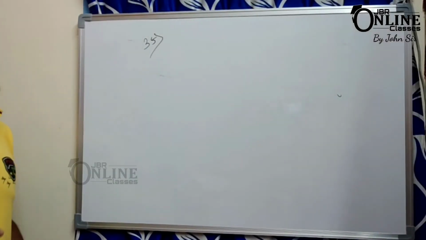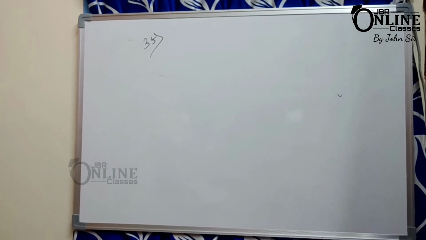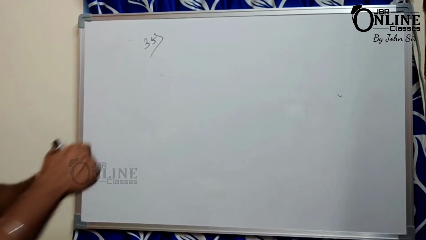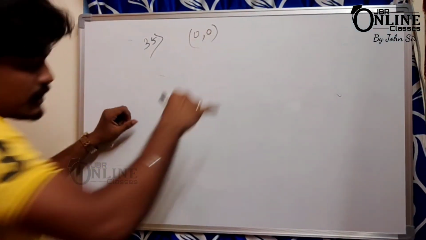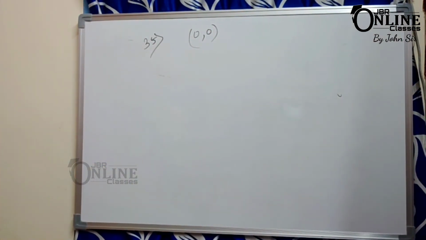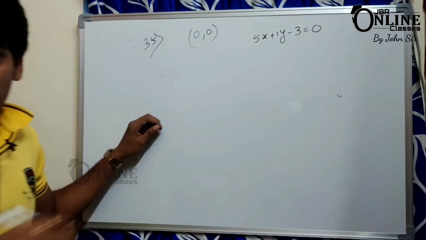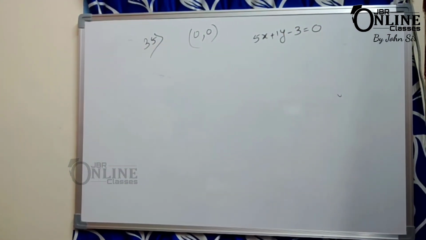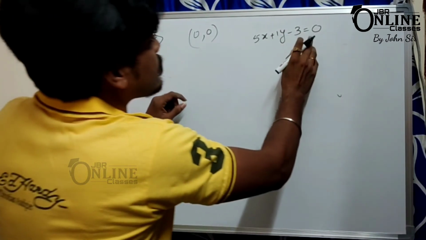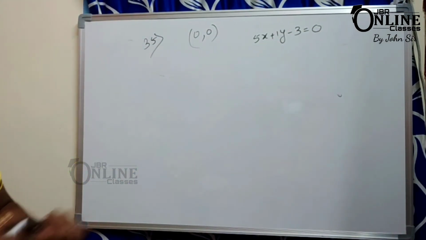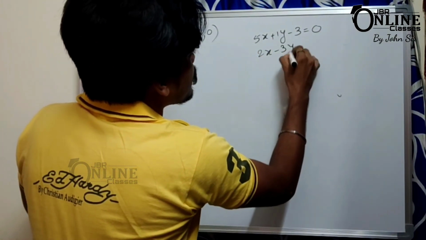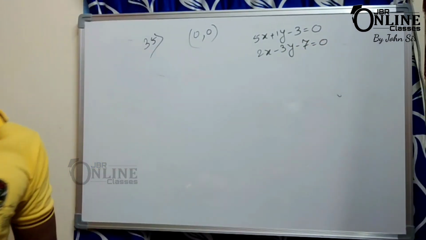Okay, now the last problem, sum number 35. In sum number 35, find the equation of a straight line passing through the origin. Origin means 0, 0. And through the point of intersection of the lines 5x plus y minus 3 equals 0, that is the first, and the second one 2x minus 3y minus 7 equals 0. So these are two equations.